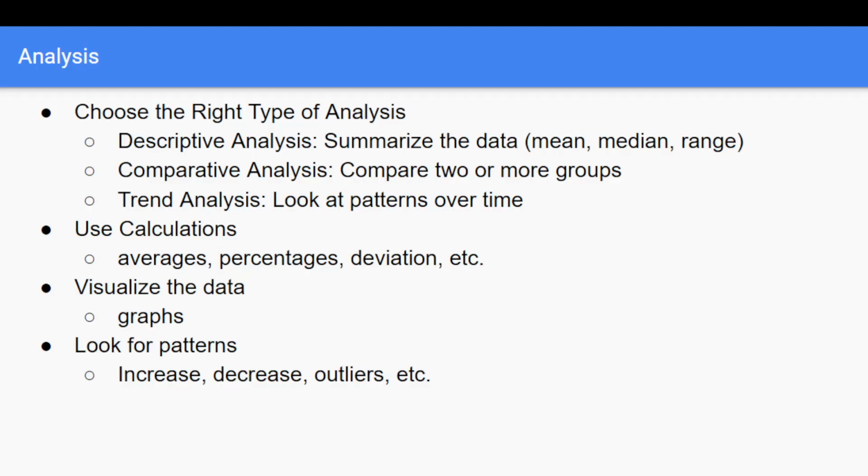So you can use calculations, you can use graphs, but either way you're looking for some type of a pattern, or increase, decrease, outliers, things like that. Outliers would be a part of the data that doesn't match, it doesn't fit with everything else that's going on.